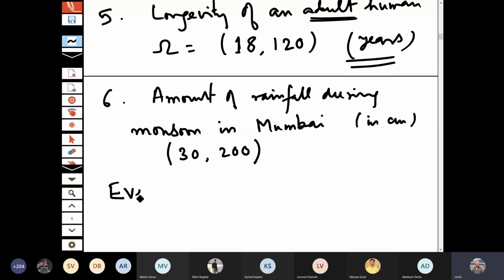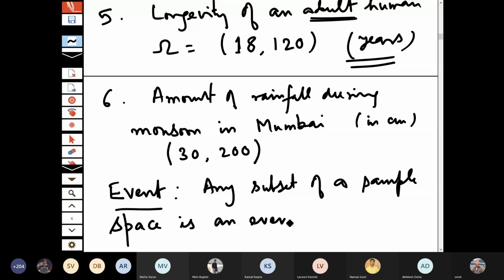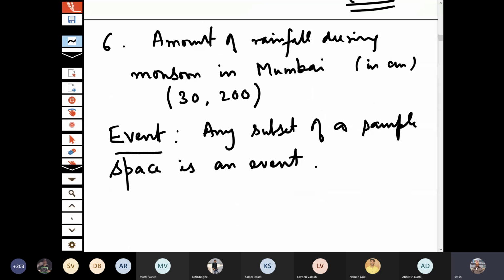What is an event? Any subset of a sample space is an event. Now this immediately explains that in any given random experiment, the number of events can be very large.